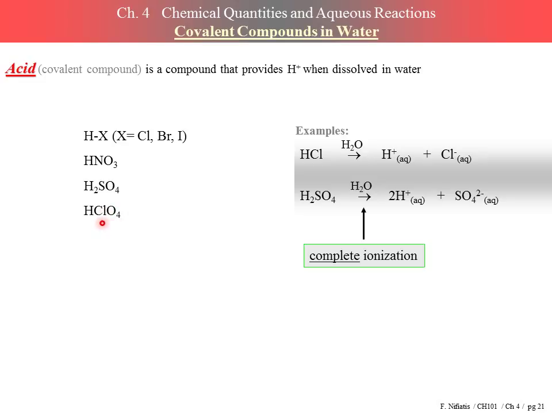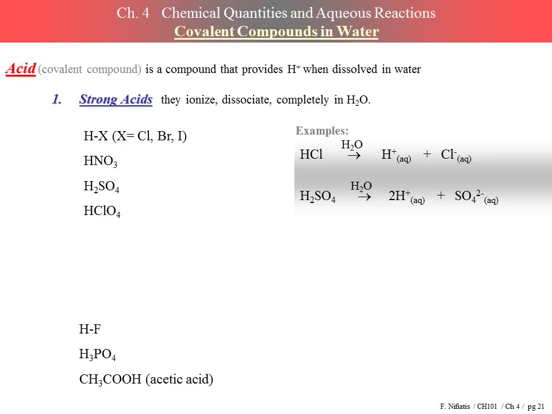This is going to give you the perchlorate. This is ClO4 minus and then H plus. 1 mole is going to give you 1 mole of protons. 2 moles are going to give you 2 moles of protons. And that's why they are called strong acids, because they ionize, they break apart 100%.